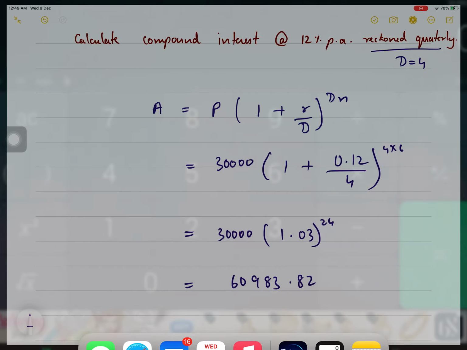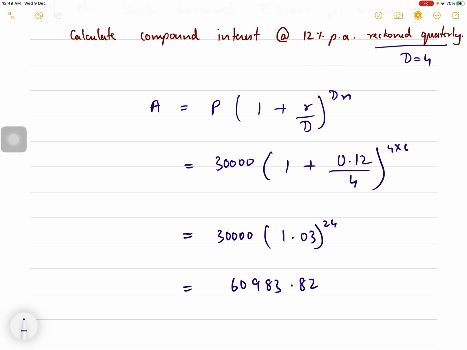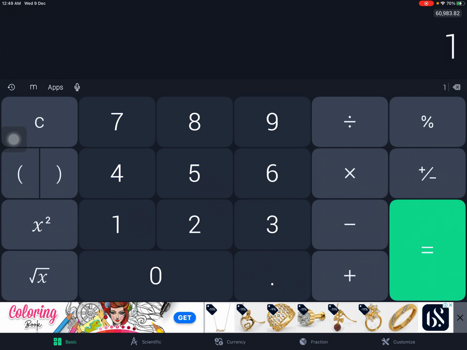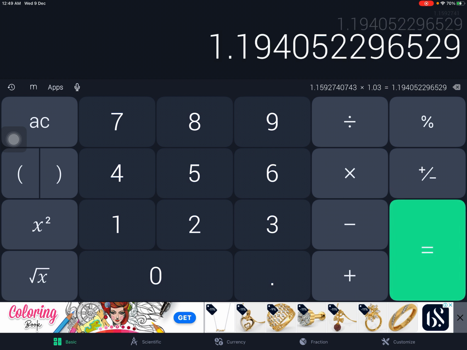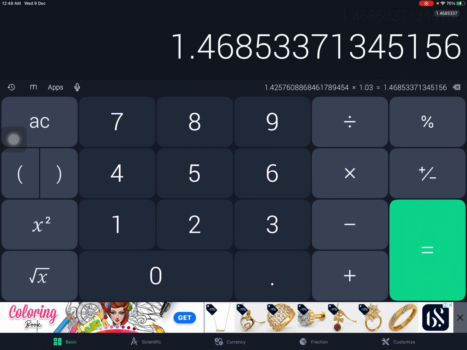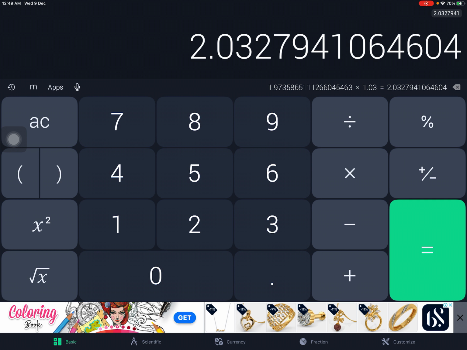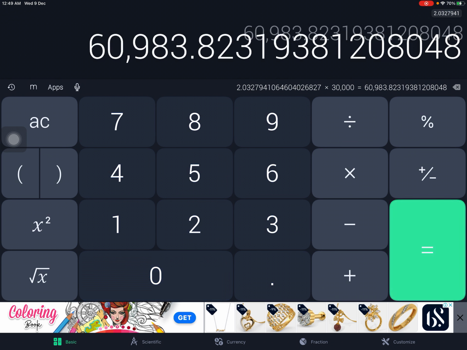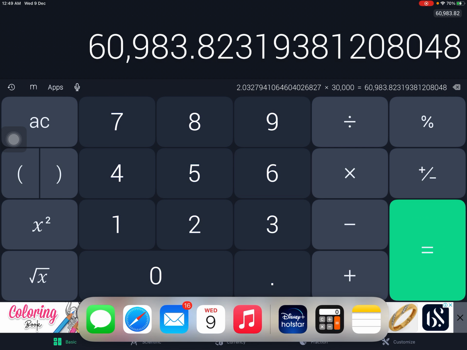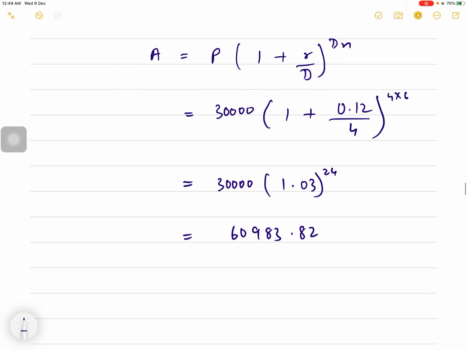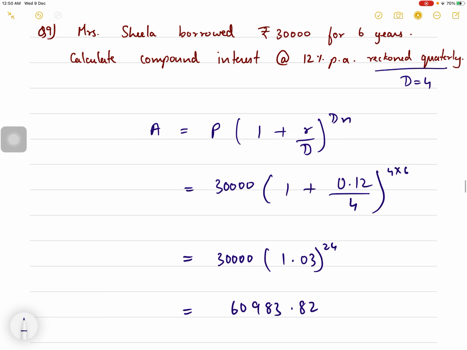Okay, I would like to check the answer again. I might make a calculation mistake. We'll check the answer again. 1.03 raised to 24. So into and is equal to, you will press 23 times. So I'll start with 2. 2, 3, 4, 5, 6, 7, 8, 9, 10, 11, 12, 13, 14, 15, 16, 17, 18, 19, 20, 21, 22, 23, 24. Multiplied by 30,000. So 60,983.82. Okay, so amount is 60,983.82.